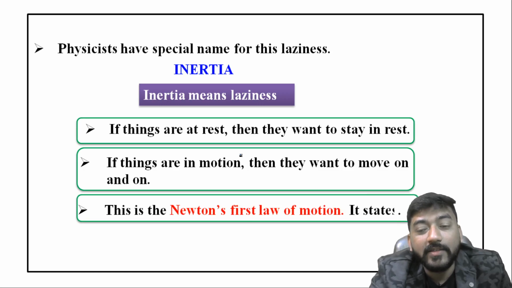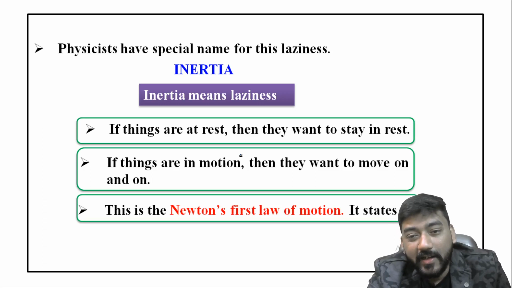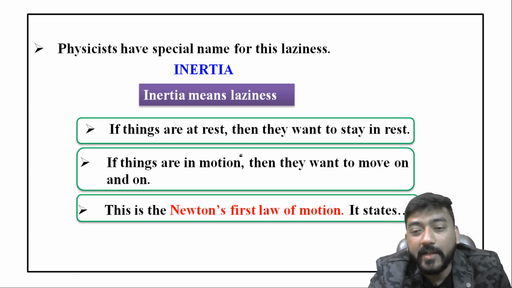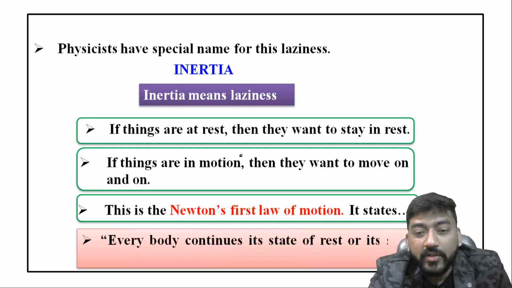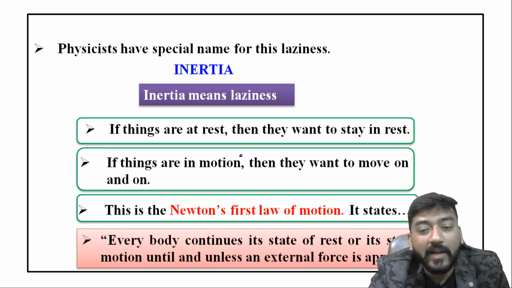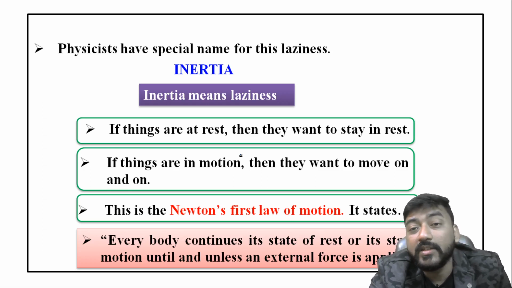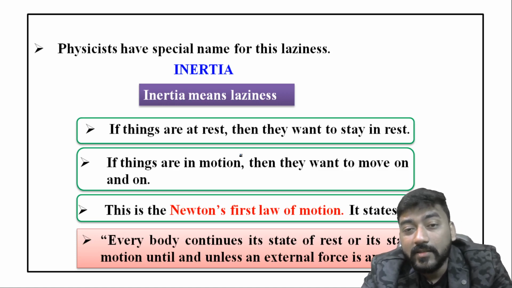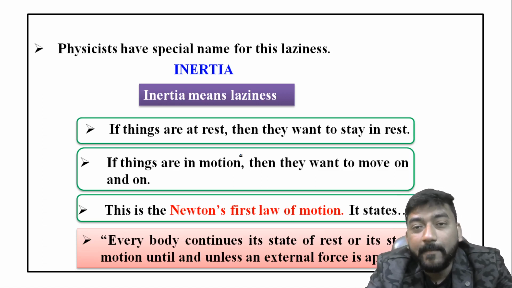And this is Newton's first law of motion. We have already reached Newton's first law with these examples, and you can now arrange them in a compact fashion as the statement of the law. It states that every body continues its state of rest or its state of motion until and unless an external force is applied. This is the statement of Newton's first law, which we have reached automatically through the examples.